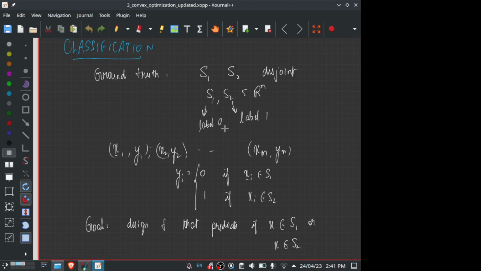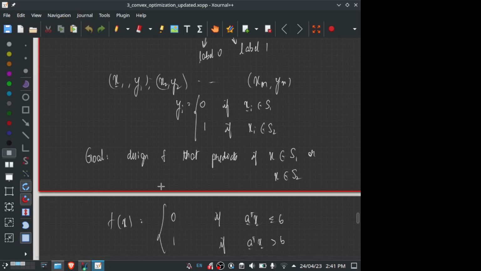And we were not given the subsets themselves, but rather some random points drawn from each of these two subsets. Our goal is to essentially design a hyperplane such that one of the sets is on one half space and the other on the other half space. So essentially, this corresponds to predicting whether a new point seen from S1 or S2 has been correctly classified or not.